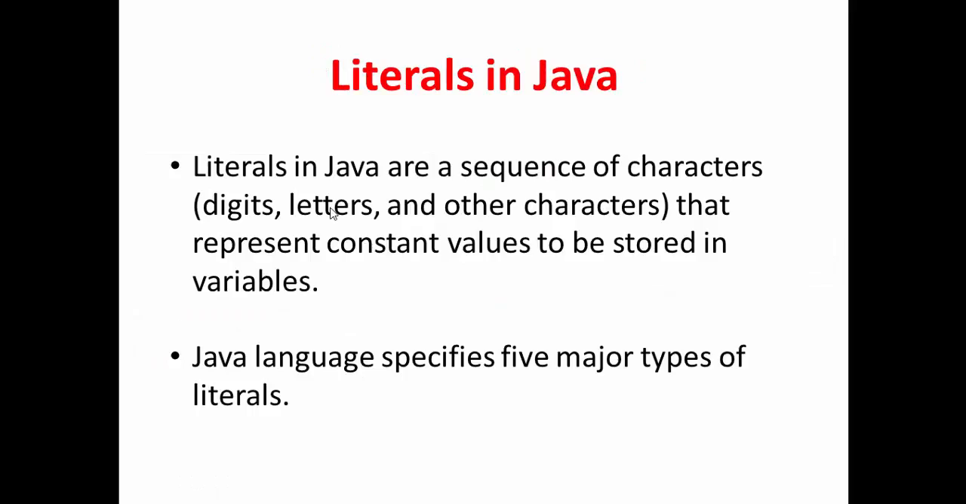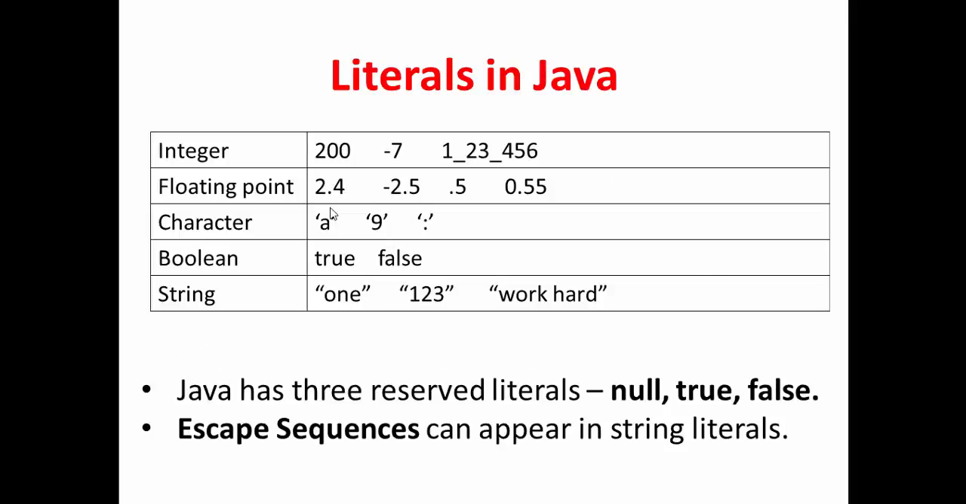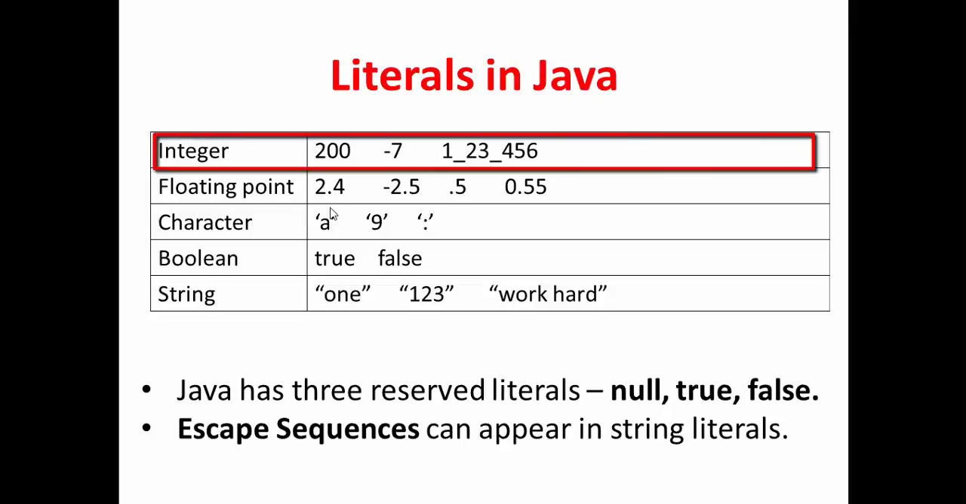The other concept is literals. Literals in Java are a sequence of characters. They might be digits or letters or other characters, but they are a sequence of characters that represent constant values to be stored in variables. The Java language specifies 5 major types of literals. The integer literal, for example 200, minus 7, and in the other example you can see underscores in between numbers, and that is valid in Java.